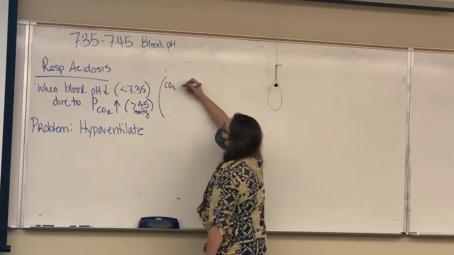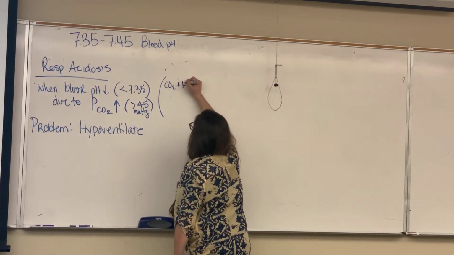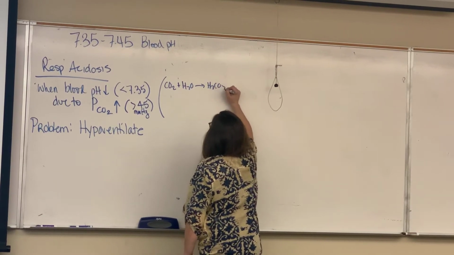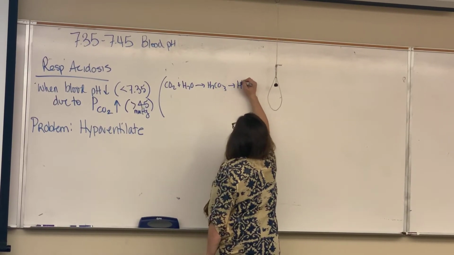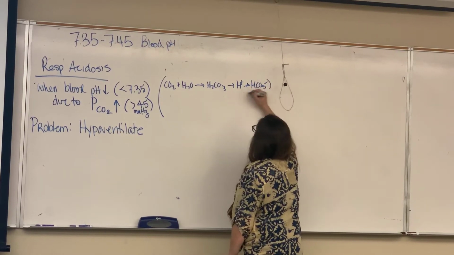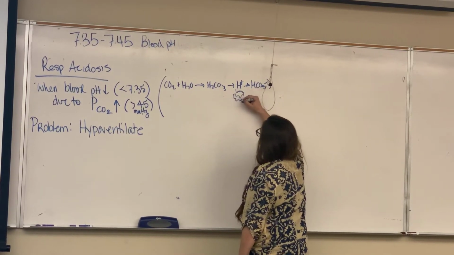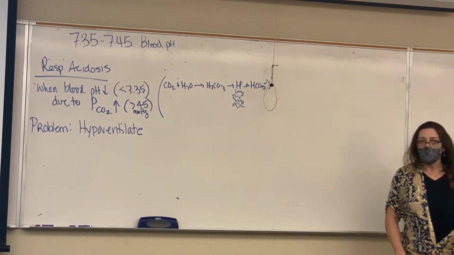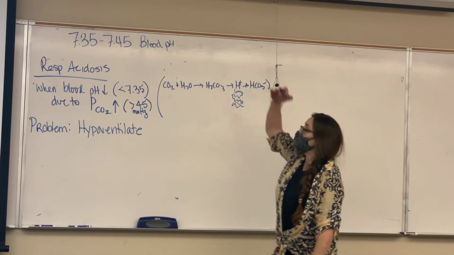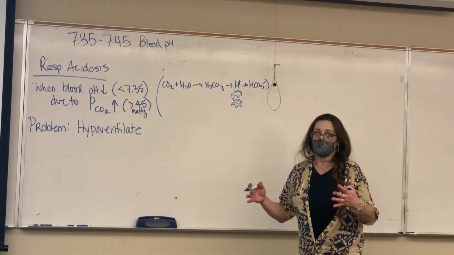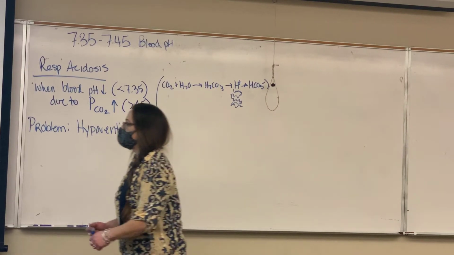Because 70% of all of your CO2 does this when it enters the bloodstream. You got all these hydrogens. Now, yes, many of them will get buffered by hemoglobin. But if you've got a lot of CO2, now you're producing a whole bunch of those, okay? And your pH starts to drop.